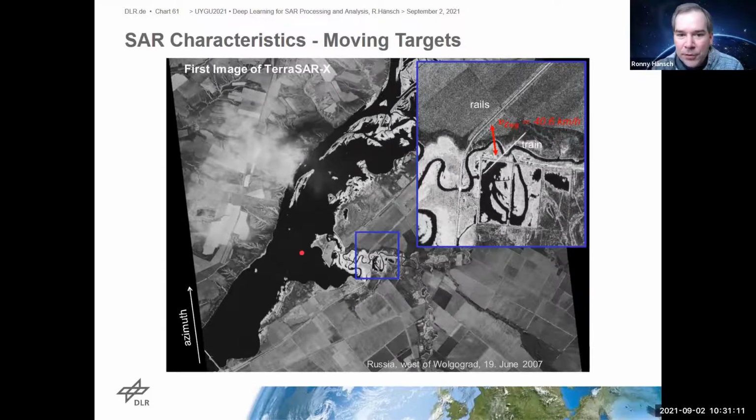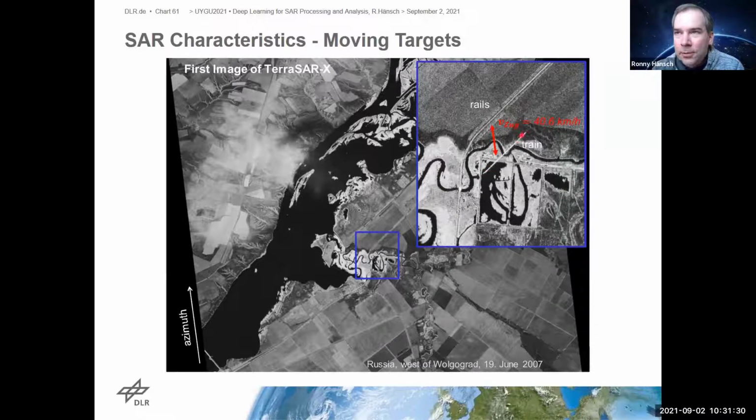So this was one of the first scenes acquired by TerraSAR-X. If you zoom in, this small rectangle here is this part. So you see here railway tracks. And this line here is a train. Of course, this train is on the railway tracks. The train is not here, going through the river and so on.